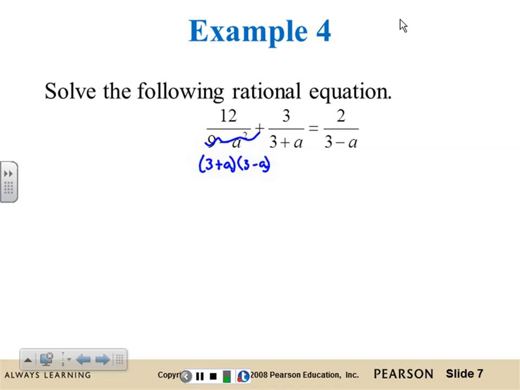So now to find your least common denominator, write down any factor that you see that's in common. Well, I have a 3 plus a and a 3 plus a. That's already in common.